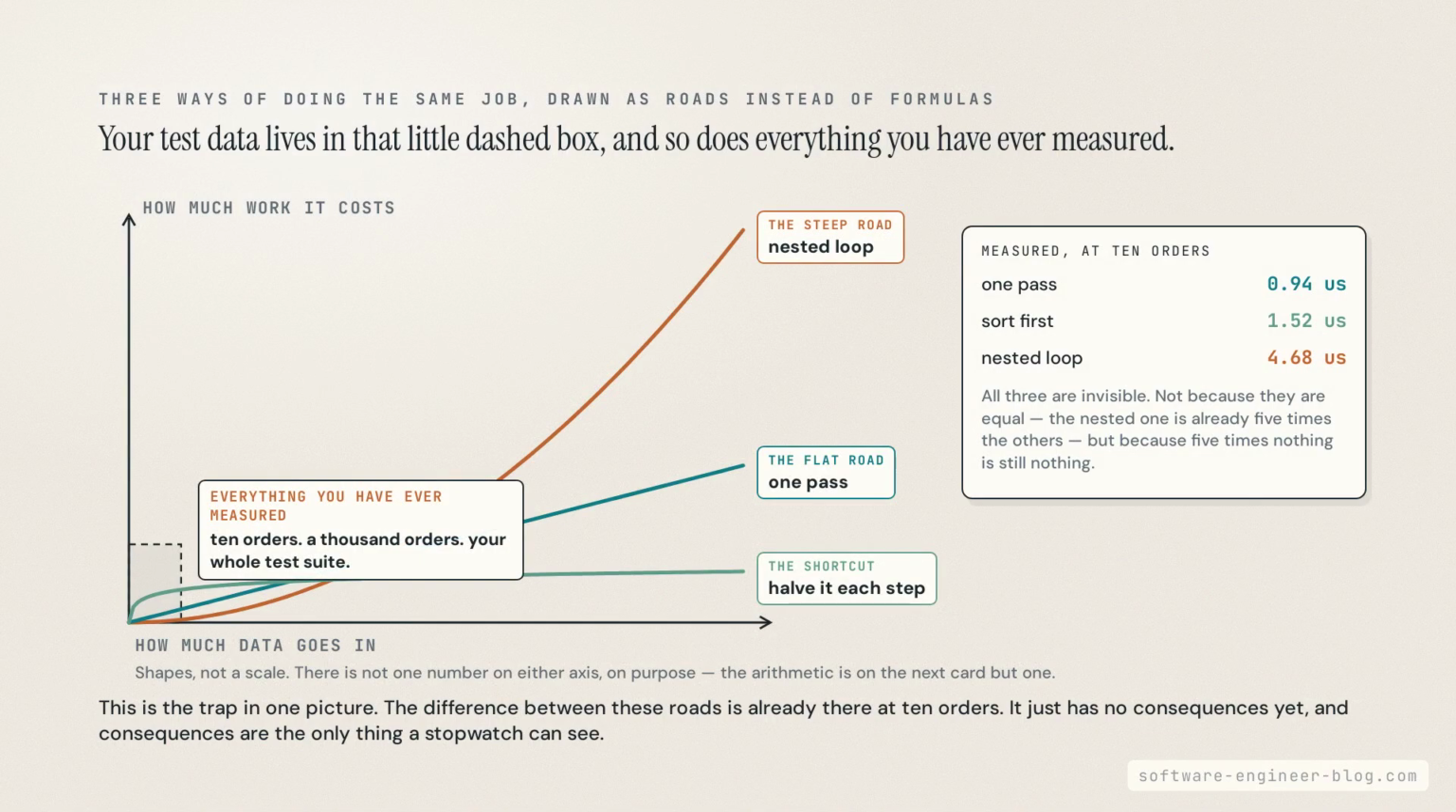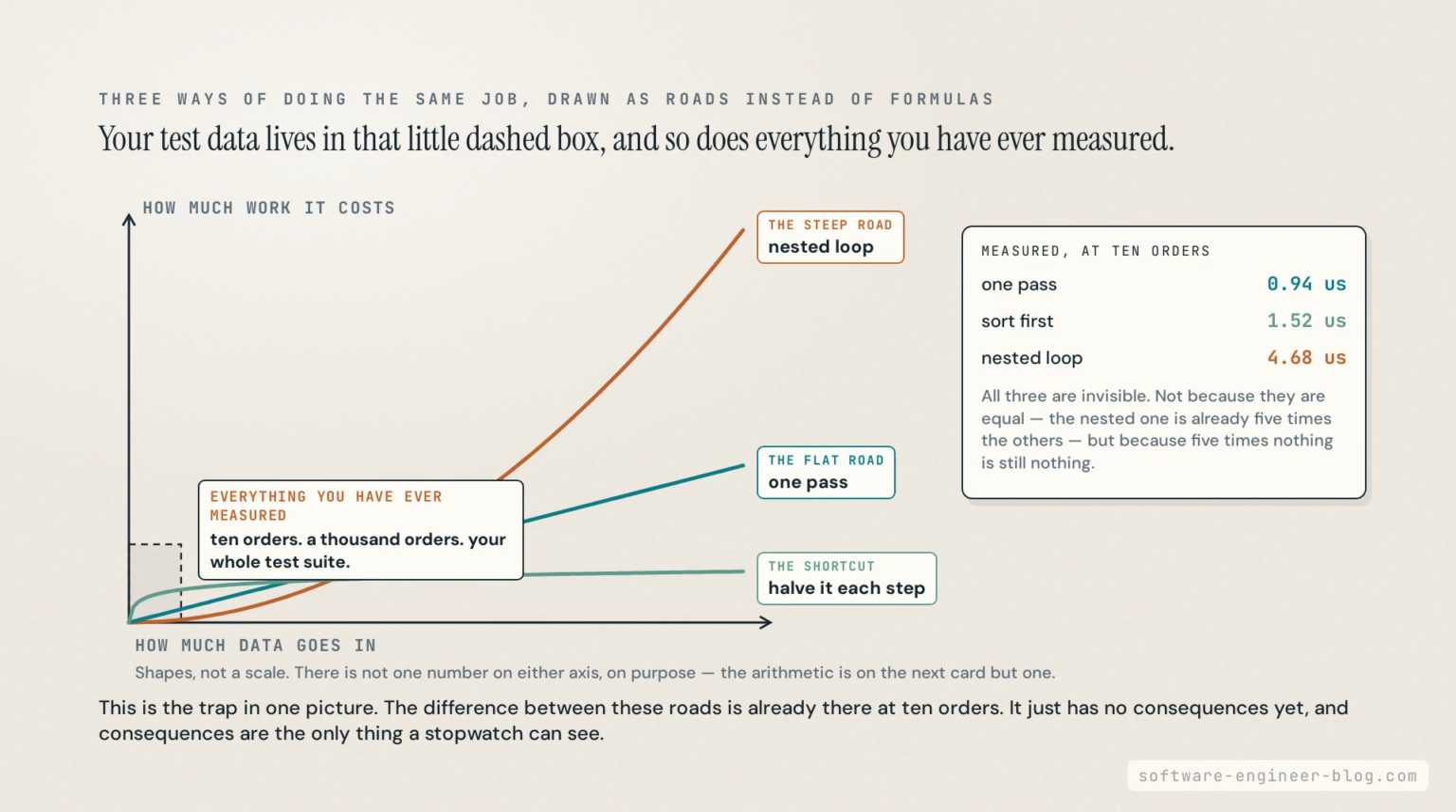So let us draw it as roads instead of formulas. There is not one number on either axis here, and that is deliberate. Along the bottom is how much data goes in. Up the side is how much work it costs. 3 ways of doing our job: a nested loop, which is the steep road, a single pass, which is the flat road, and halving the problem each step, which barely climbs at all.